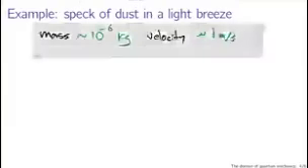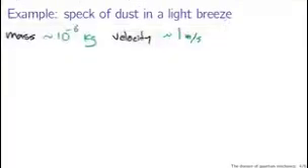And make myself some more space here. The size of this speck of dust is going to be about 10 to the minus 5 meters. So these are the basic parameters of this speck of dust in a light breeze. Now we can do some calculations with this. For instance, momentum.